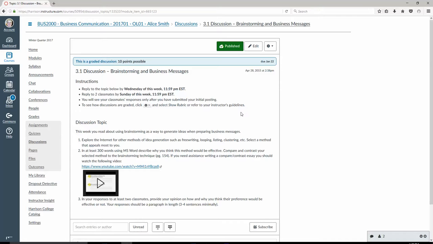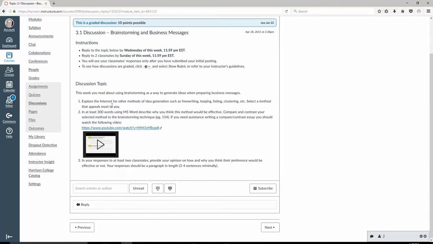Next is your discussion for this week. It's brainstorming and business messages. You're supposed to explore the internet for other methods of idea generation, such as free writing, looping, listing, clustering, and then select a method that appeals the most to you. So you say, I like free writing and clustering. Those are my 2 favorites. And so I would select one of those that would appeal the most, and for me, I would probably have free writing as my primary way of doing that. I think that's just kind of where my mind works the best.